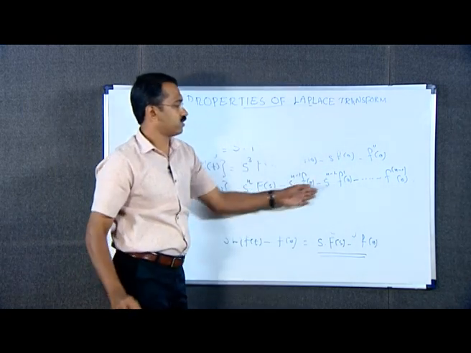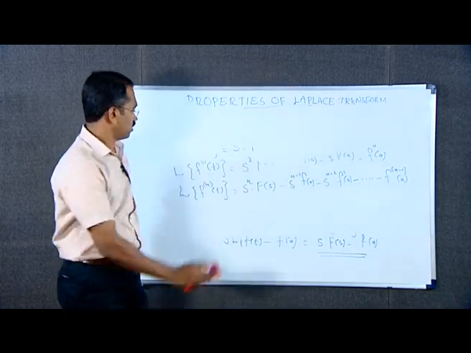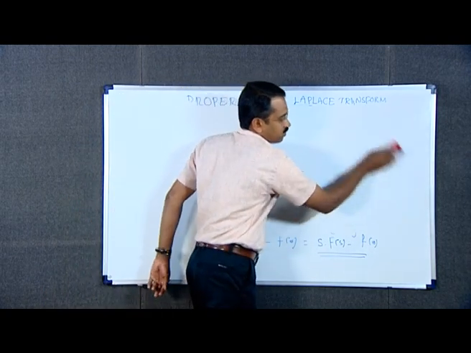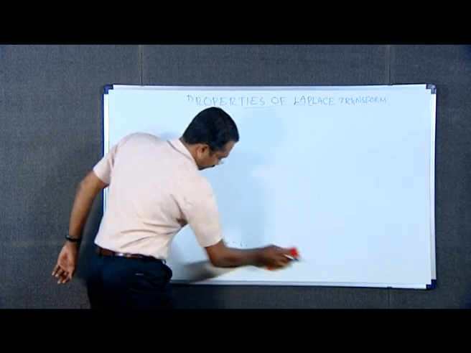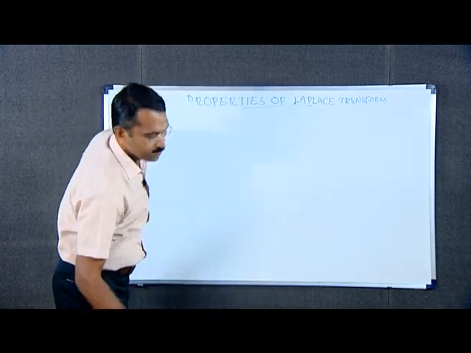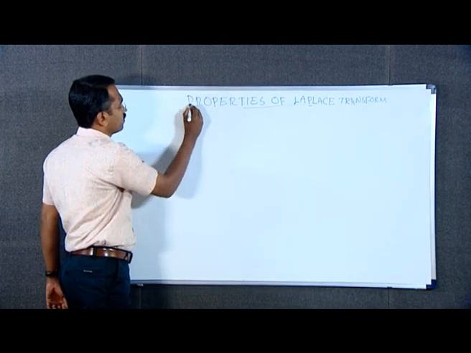All these derivatives should be continuous. Then we can write this property. The next property is transform of integrals.